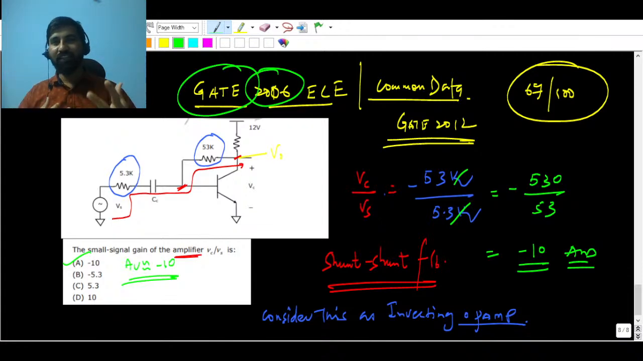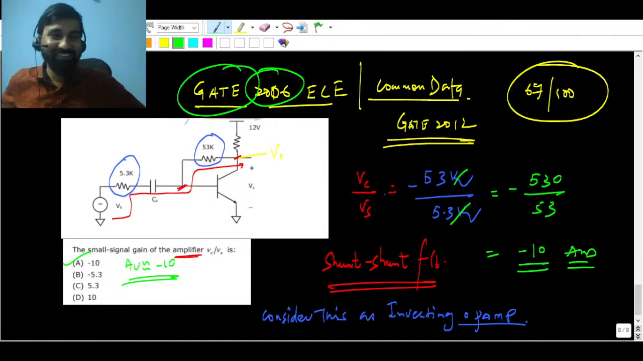Because analog circuit is not all about solving network analysis. You might have heard this kind of a myth: if you are good at network, you can do better in analog circuit. But you know, don't lose the flavor of analog.